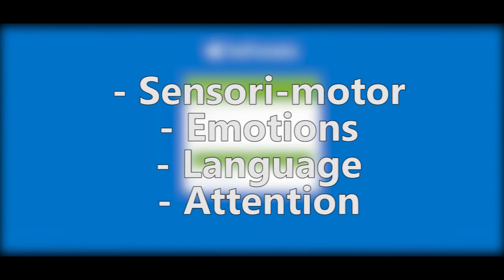The sensory motor section contains 147 questions. The emotions section contains 63 questions. The language section contains 66 questions. And finally, the attention section contains 44 questions.